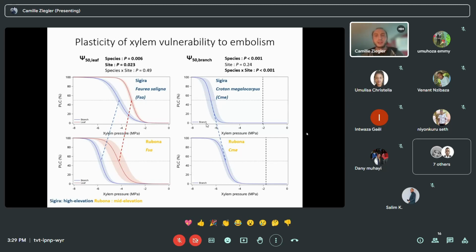But it may be due to the fact that Croton grows much better at lower elevation. And we often observe a compromise between growth and survival. So maybe higher growth at low elevation means that they're a bit less resistant to drought. Anyways, this was the most resistant species compared to the three other ones. So maybe we don't really need to be so resistant.